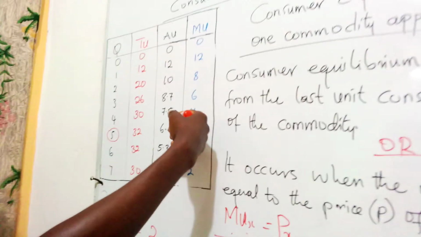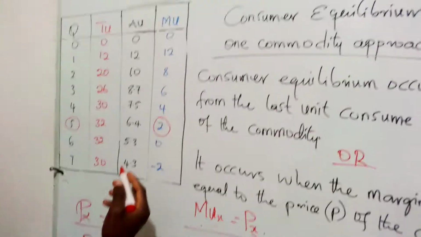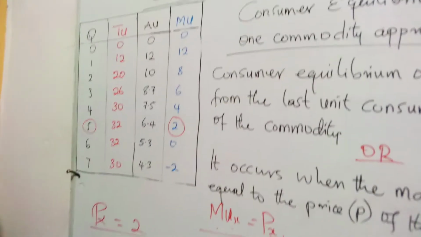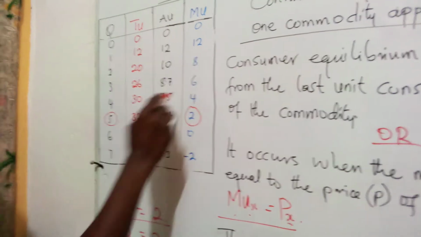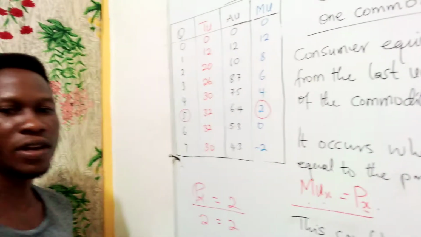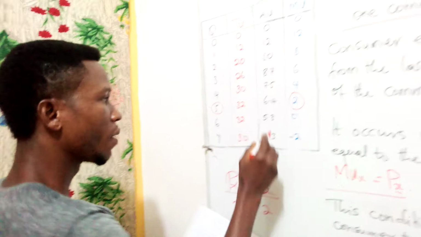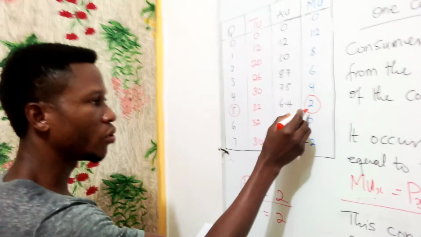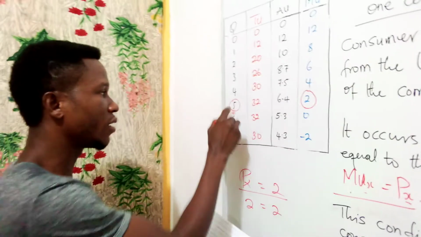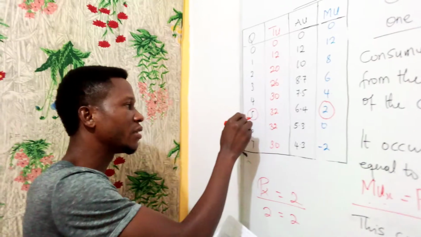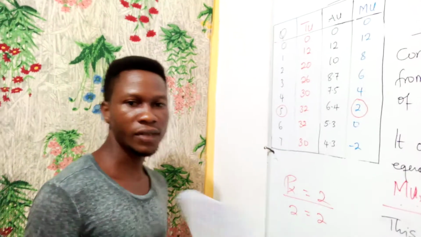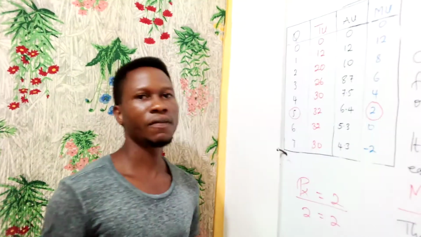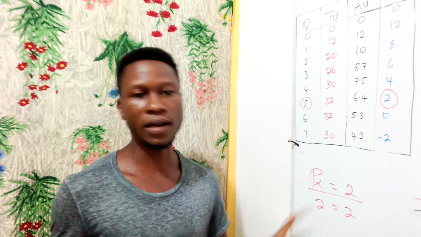We have so many values here. Now you can say 8, but if you say 8 over here, MU is not equal to the price, so that is disequilibrium. If you say 4, MU is not equal to price, so that is disequilibrium. So when MU is equal to the price, which is 2, the equilibrium quantity is 5. Is that clear? So that is how we use this to answer that question. It's a potential question I can ask.